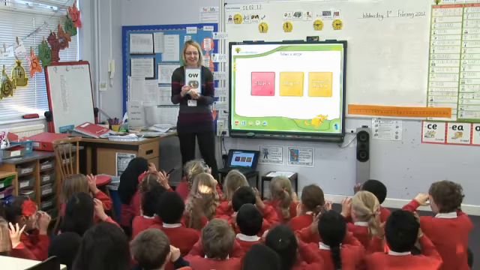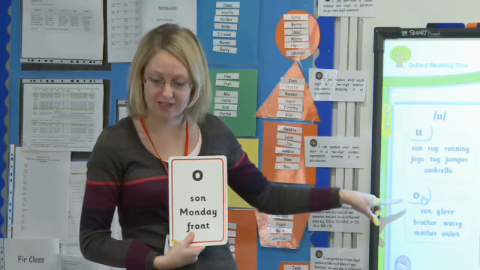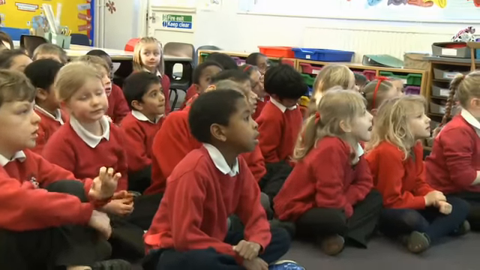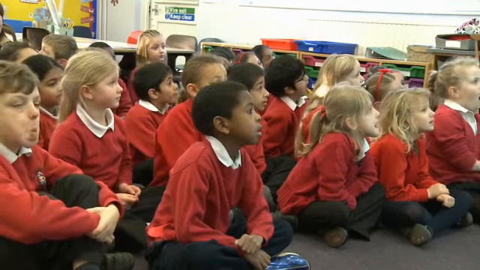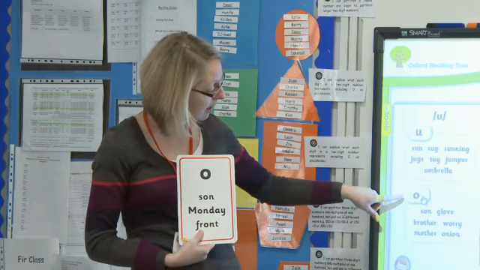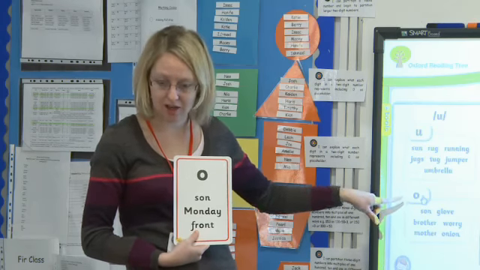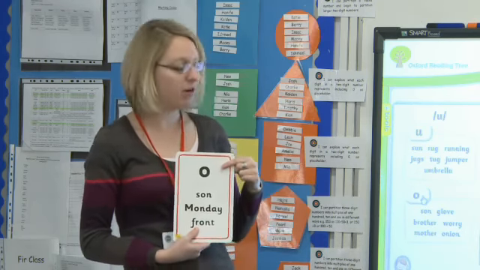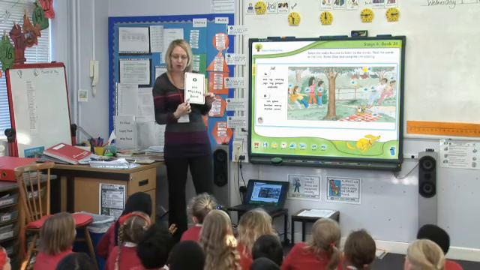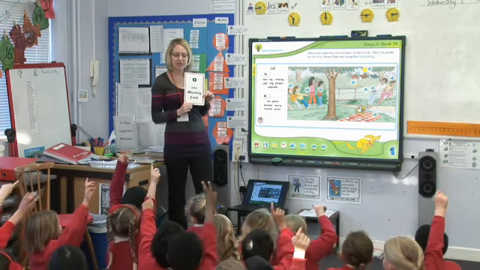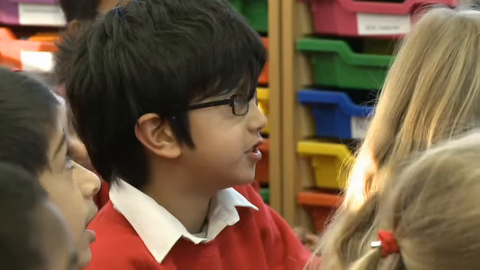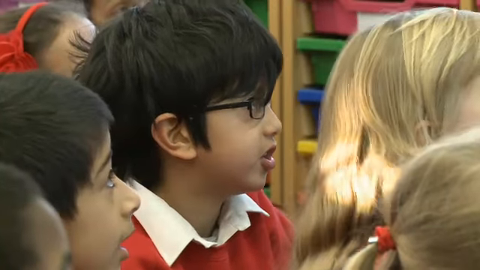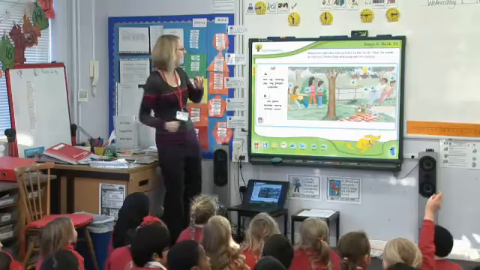Fantastic. O is code in some words for the sound, and U is also code for the sound in some words. So today we're looking at this code, as in onion. Who can give me a sentence with the word front in it? Kian: I went up the front up the stage. Fantastic, well done. Right, let's zoom in.